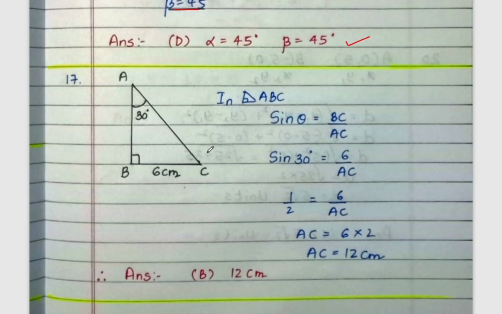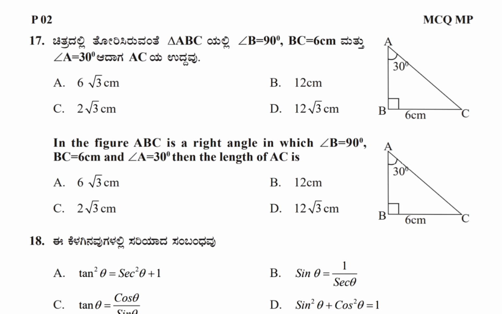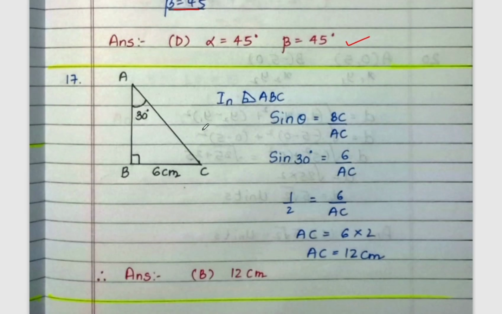In triangle ABC, to find out the length of AC, we should use the sine ratio. According to angle A, the opposite side is BC and the adjacent is AB. Hypotenuse is AC. We know the opposite value. Therefore, we will use the sine ratio. Therefore, sine theta equals BC by AC.